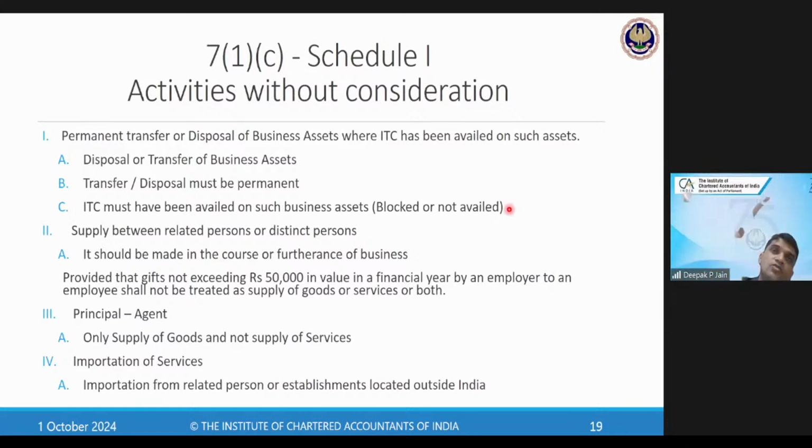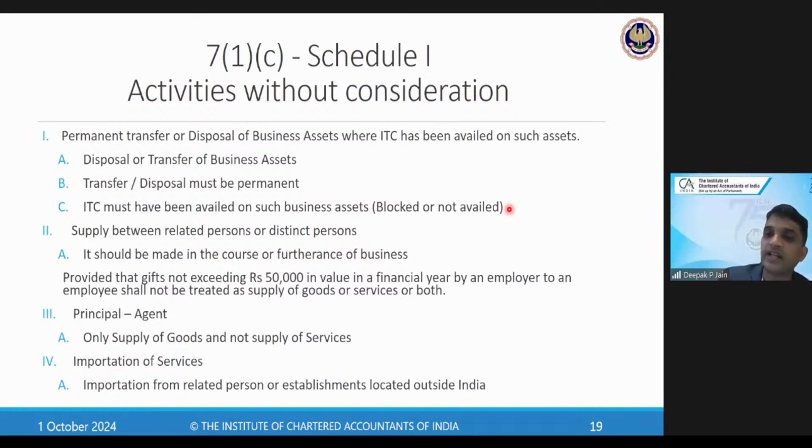First, you have bought a laptop. Now you've used your laptop for 3 years and it is not working very well. You want to buy a new laptop. Instead of selling the old laptop and getting 5,000 rupees, you think there is an NGO, and I'll give it to that NGO. You're not asking any money from them, you just tell them to keep it. So there is a disposal of assets. This disposal is permanent in nature. And when I bought this laptop, I availed the input tax credit. So all these three conditions are satisfied.